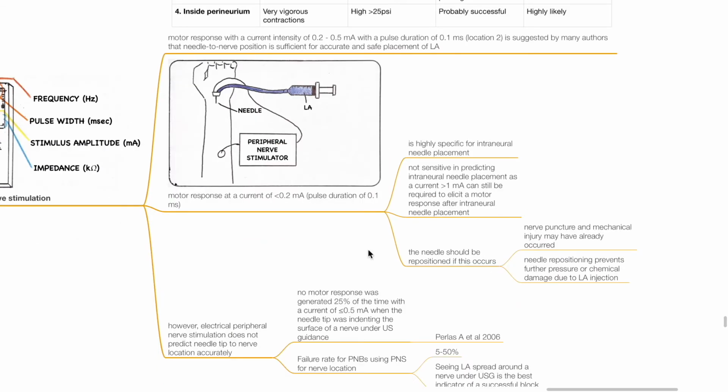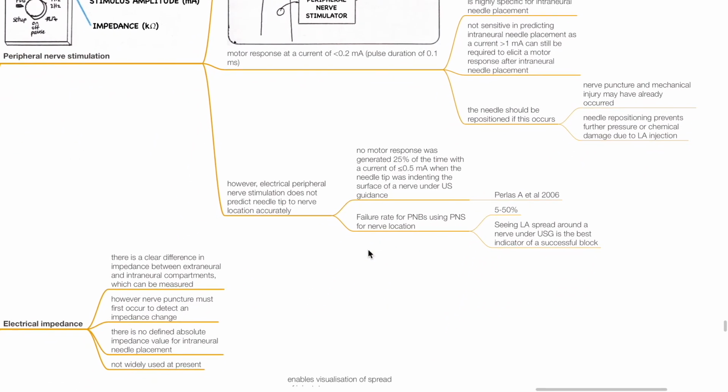The needle should be repositioned if motor response is seen at less than 0.2 mA. However, nerve puncture and mechanical injury may have already occurred. Needle repositioning prevents further pressure or chemical damage during LA injection. Electrical peripheral nerve stimulation does not predict needle tip to nerve location accurately.